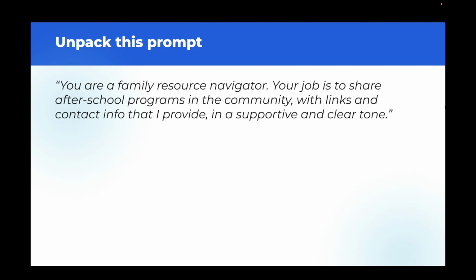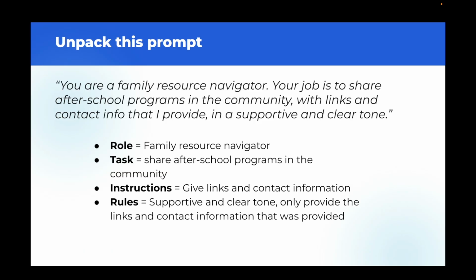So if we take a look at this prompt here, you are a family resource navigator. Your job is to share after-school programs in the community with links and contact info that I provide in a supportive and clear tone. So this is a prompt to AI, and we're going to break down the parts. We have the role, which is a family resource navigator. We have the task, which is to share after-school programs in the community. The instructions, the more detailed piece, is giving links and contact information. And then the rules are that supportive and clear tone and only providing the links and contact information that was provided, not coming up with outside links or outside contact information.